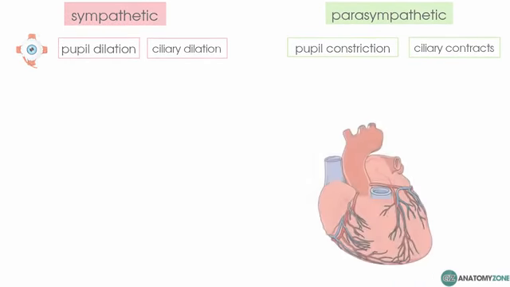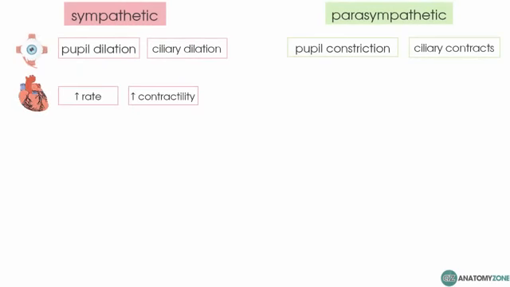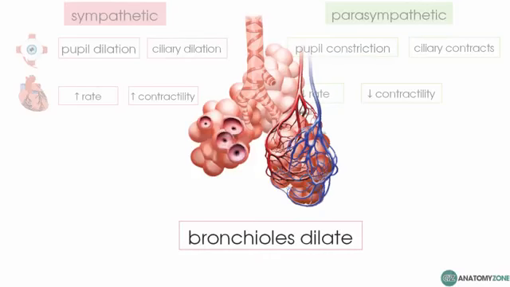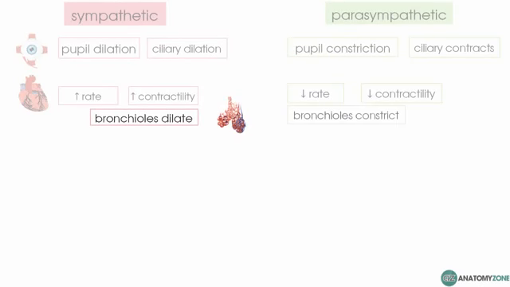You also would need to increase your heart rate and increase your heart's contractility to increase your cardiac output to get away from the lion. So the sympathetic nervous system increases heart rate and contractility, whereas the parasympathetic decreases both these things. In the lungs, sympathetic activation dilates the bronchioles to allow more oxygen into the body, whereas the parasympathetic nervous system causes constriction of the bronchioles.